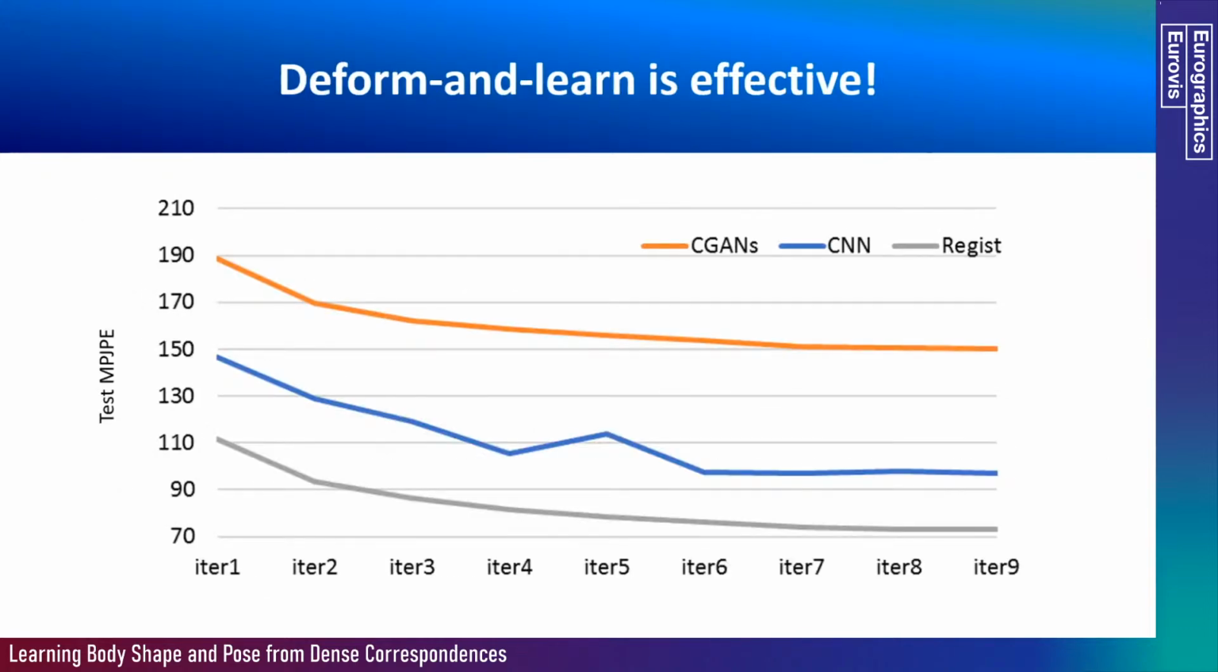To validate our training strategy, we plot the error values on the testing set with respect to iterations. As this graph shows, our Deform and Learn is effective in improving accuracy gradually as iteration increases. We tried training the model with a single iteration with more training epochs, but the error stayed high in this case. We also tried supervising neural networks with dense correspondences directly, but this was a tricky task and we could not stably train the model.